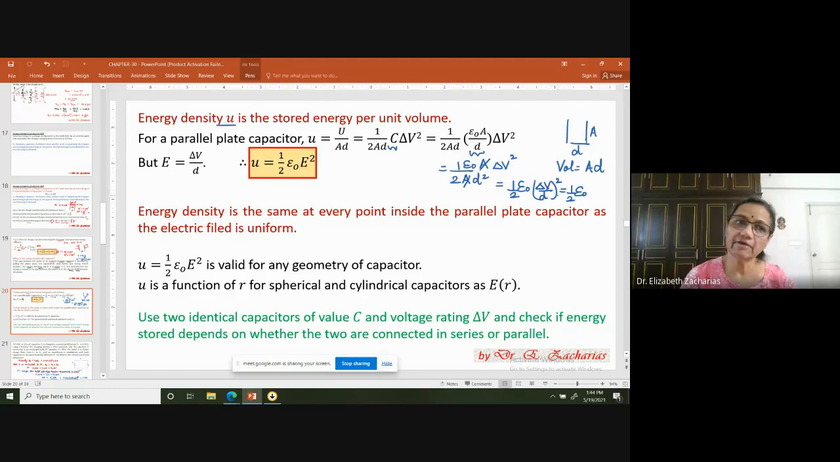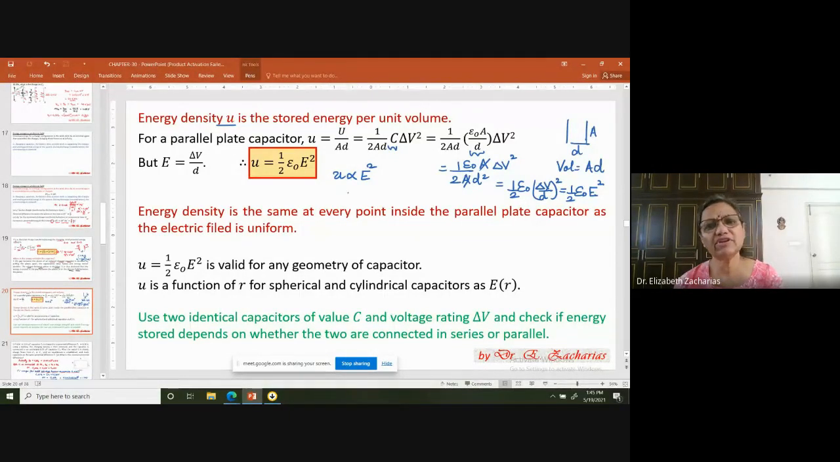What is delta V by D? It is the electric field. Minus delta V by D is the electric field. Therefore, squaring, it is E square. So you're getting the energy density as half epsilon naught E square. You're finding that energy density is proportional to the square of the electric field. This also shows you that energy is stored in the electric field, in the space between the plates.